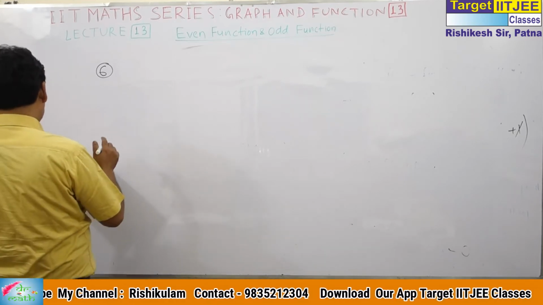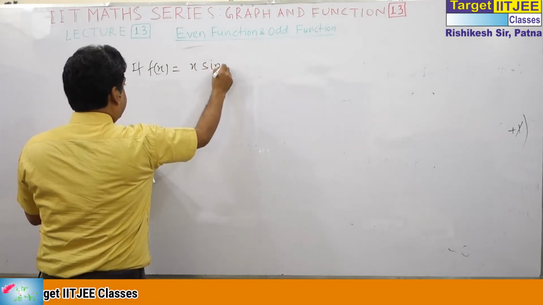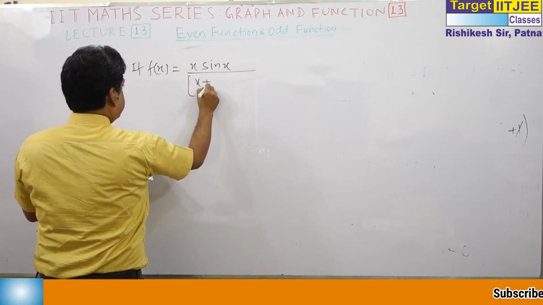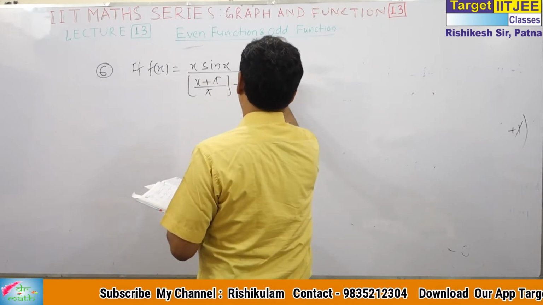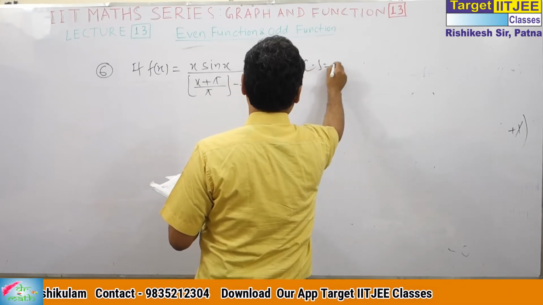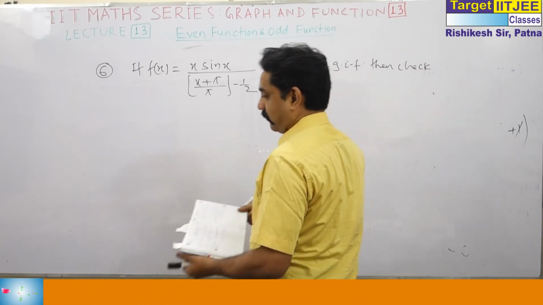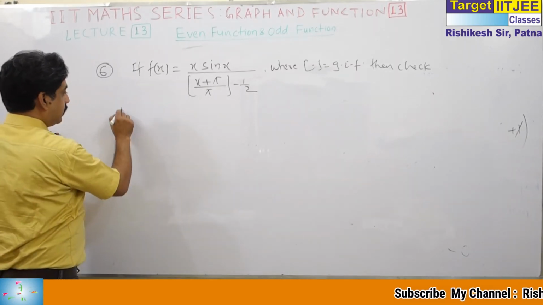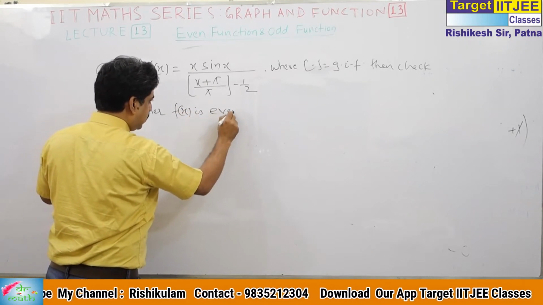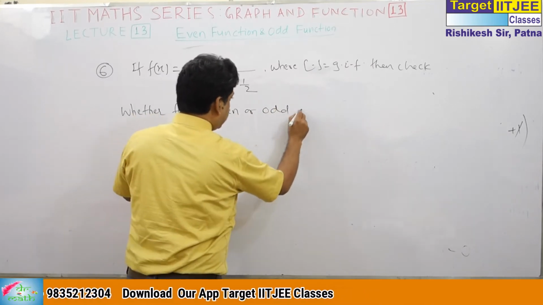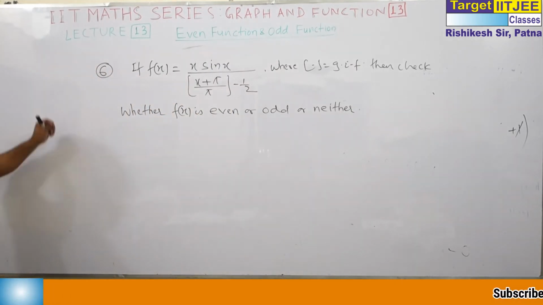If f(x) is equal to x sin((x plus pi) by pi) minus 1 by 2, where this is the greatest integer function, then check whether f(x) is even or odd or neither. Even or odd or neither.